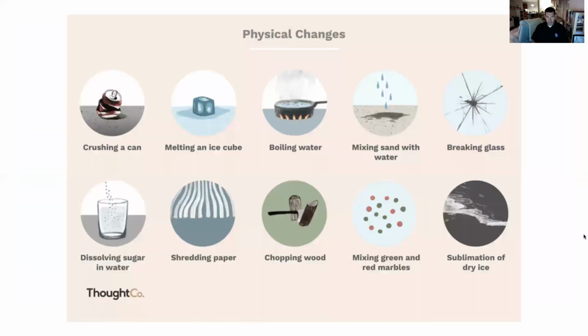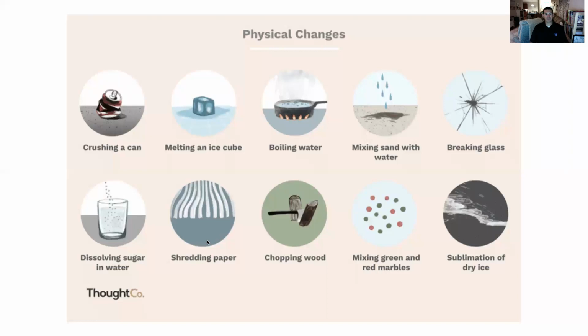So our physical changes: crushing a can, melting an ice cube, boiling water, mixing sand with water, breaking glass, dissolving sugar in water, shredding paper, chopping wood, mixing green and red marbles, sublimation of dry ice. That's when it goes from solid to gas. In all of these examples, we're not changing the identities of the substance. Think about crushing that can. It's still an aluminum can. It's just in a different shape.